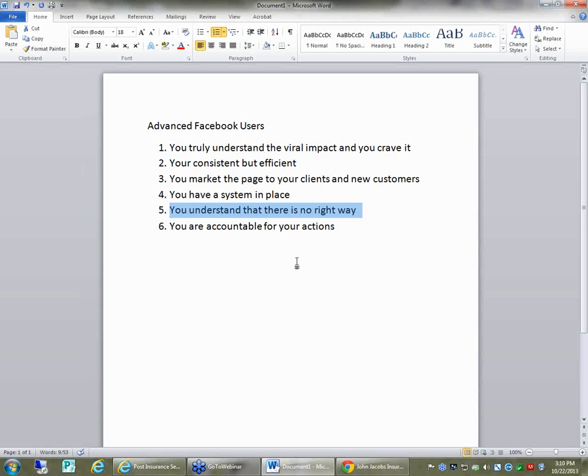Because with social media, it's about creativity to some extent, and you have to understand that there's no book you can read that's going to give you all the answers. The answers are going to come from trial and error. And the best thing I always like to say is think of social media kind of like being a comedian up on stage, okay?